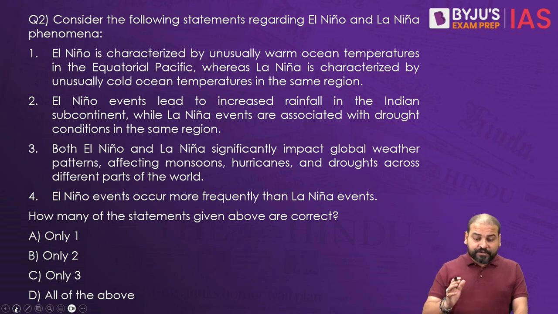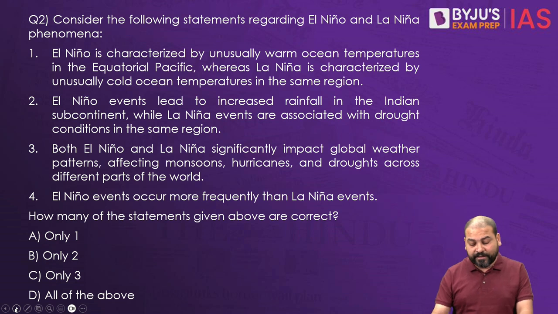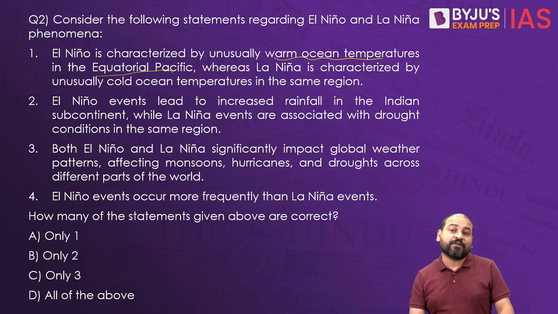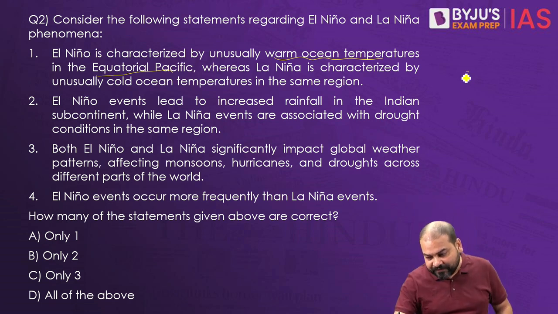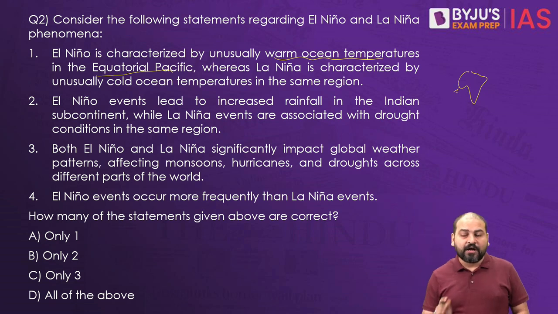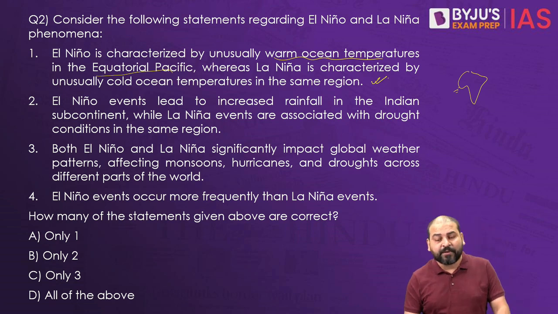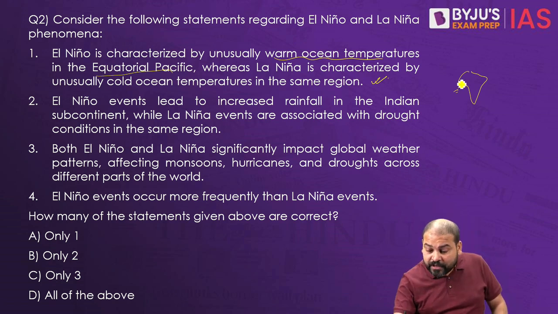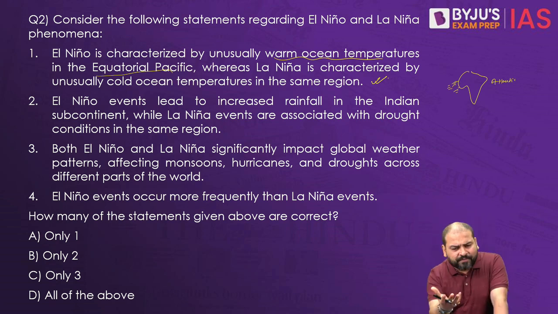Now a geography question. Consider the following statements regarding El Nino and La Nina phenomena. First statement is, El Nino is characterized by unusually warm ocean temperatures in the equatorial Pacific, whereas La Nina is characterized by unusually cold ocean temperatures in the same region. Now this is a purely geographical statement. If you have studied El Nino and La Nina, if you have an idea of what happens on the coast of South America, you would know this is an absolutely correct statement. There is no wrong point mentioned here. Just to get an idea, this is the Pacific and this side is your Atlantic, and the currents determine the El Nino and the La Nina. So 1 is a correct statement.